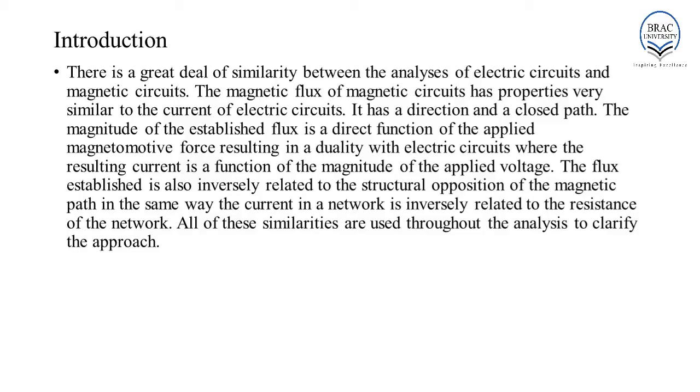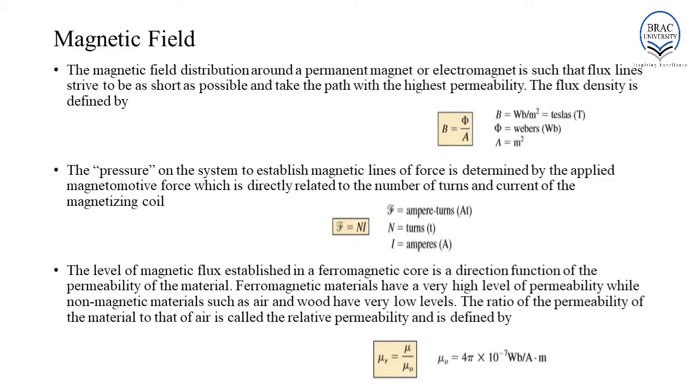The flux established is also inversely related to the structural opposition of the magnetic path in the same way the current in a network is inversely related to the resistance of the network. All of these similarities are used throughout the analysis to clarify the approach. Before we study about magnetic circuits, we need to get familiarized with few terms.